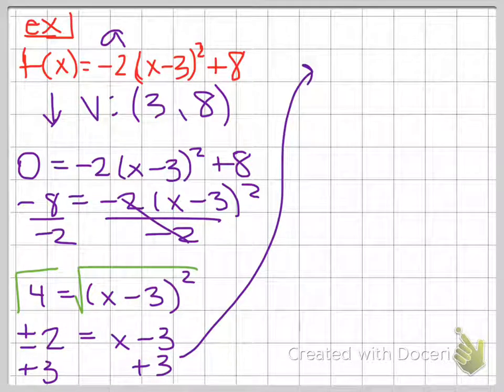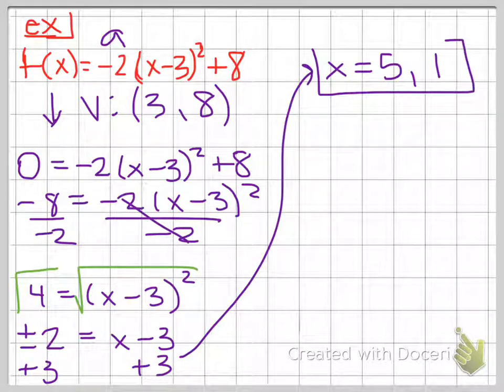So I'm adding 3 to 2 different values. I'm adding 3 to a positive 2, so one answer is 5. Then I'm adding 3 to a -2, so the other answer is 1. So that is our x-intercepts.